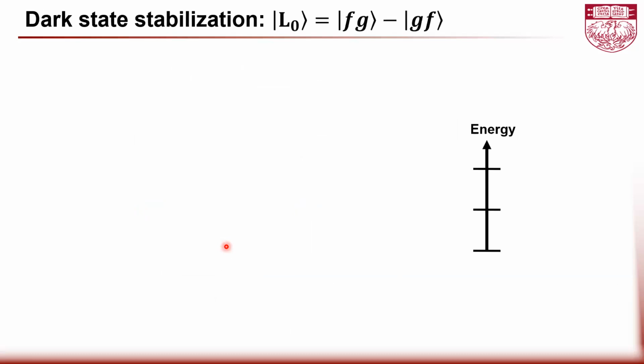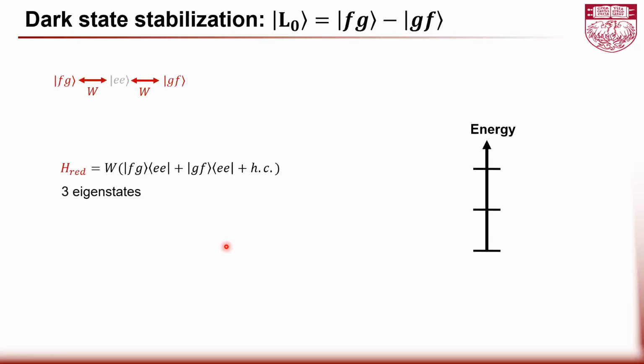Okay, so now it's coming to our protocol. Let's think about the first case. How do we stabilize certain states, which in our case is L0, Fg minus Gf? We consider in our system turning on two QQ sidebands, the E to Fg interactions and E to Gf interactions. All of the sidebands have the same rate W. If you write out this case in a rotating frame, the Hamiltonian H red looks like this: W times FGEE plus GFEE plus complex conjugate.